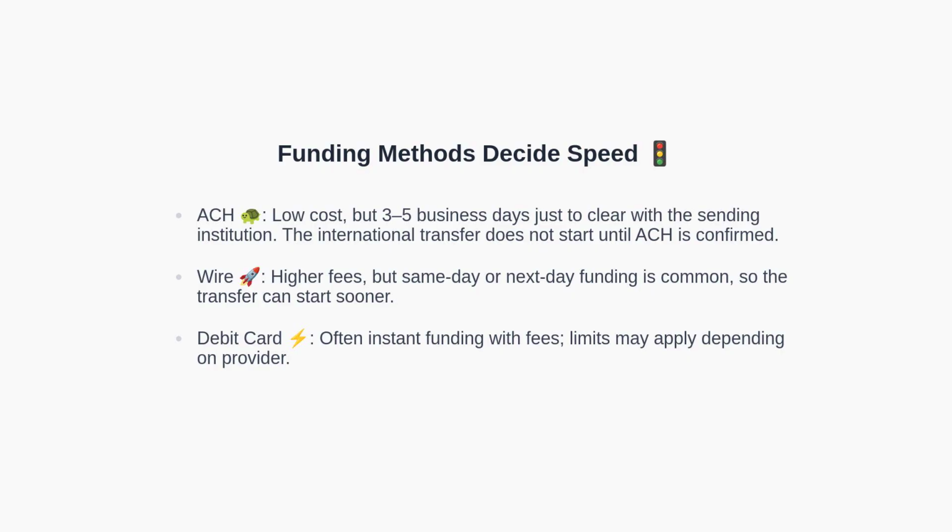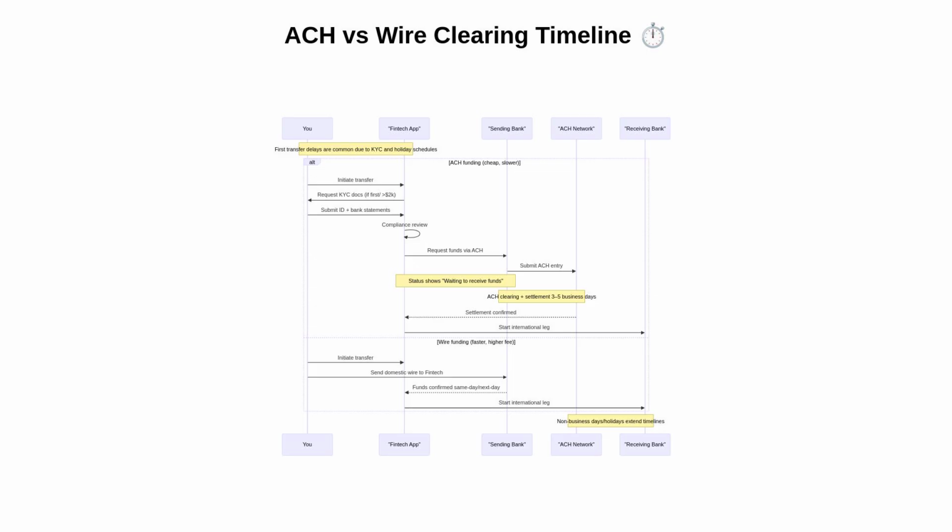By contrast, wire transfers carry higher fees but often confirm same day or next day, enabling the international leg to start sooner. Debit cards can provide near-instant funding, though fees and limits vary by provider. Here is a side-by-side interaction timeline.